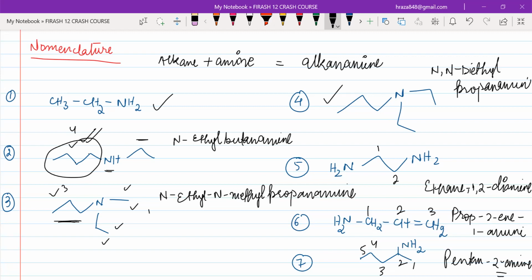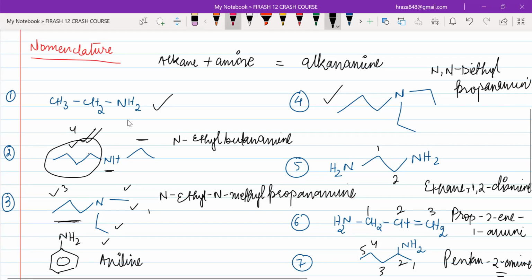Yeah. So this is how we do nomenclature. Please do write the name of this also. Its common name is aniline, and now it is treated as IUPAC, or the IUPAC name is benzene plus amine, that is benzenamine. Is that clear?